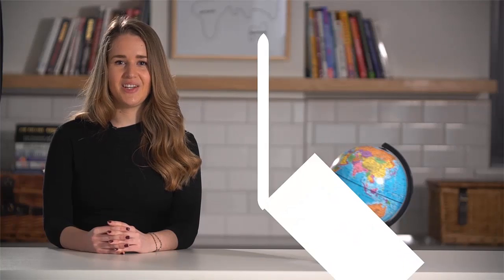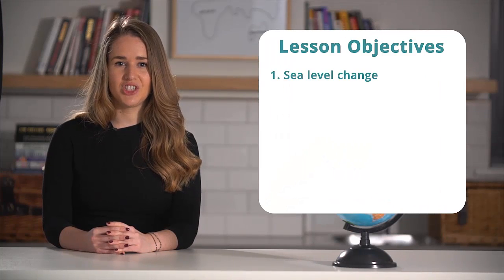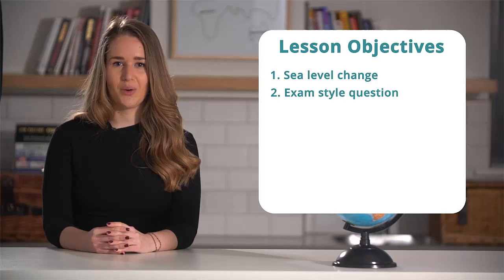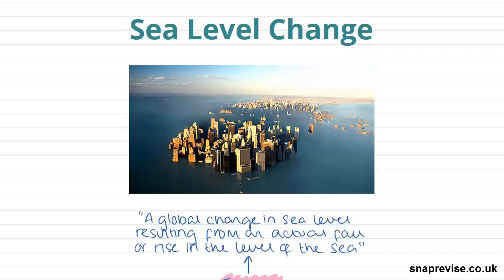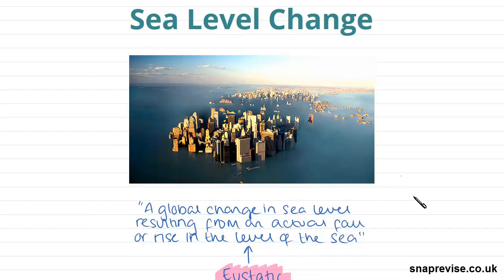Hi guys, in this video we are going to be learning about sea level change, finishing with an exam style question. Firstly, I'm going to give a brief overview to sea level change, and this is a photoshopped photo here showing New York City. New York City is on a coastline and shows quite an exaggerated picture of what New York could look like in the future if sea rise changes will take place.